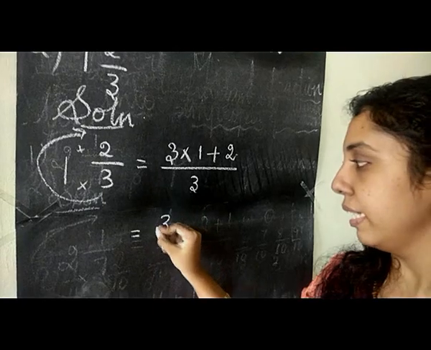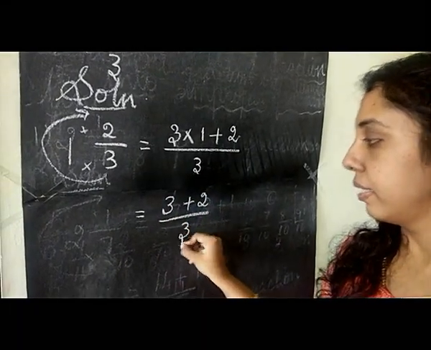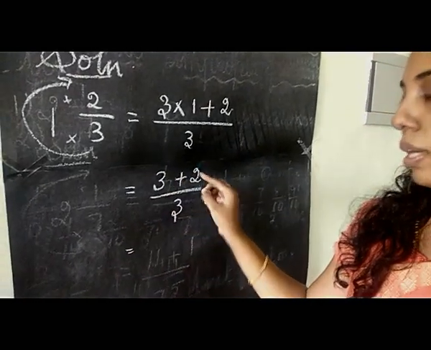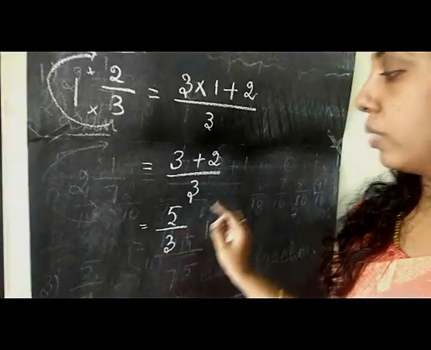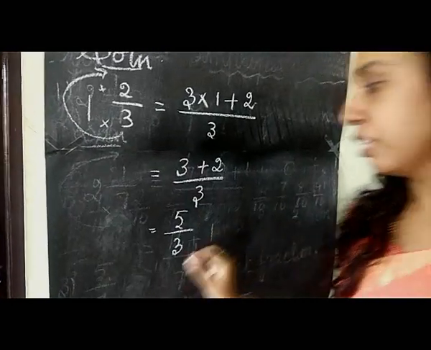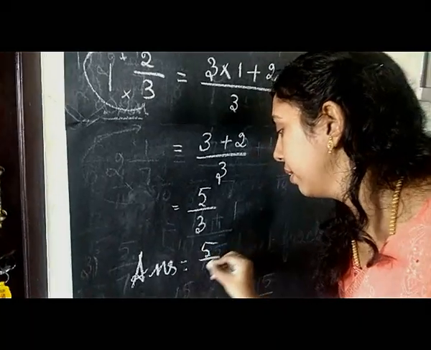1 3 is 3 plus 2 divided by 3. Add these two. 3 plus 2 is 5 by 3. So it is improper fraction. Why? Because the numerator is greater than the denominator. It's your answer, 5 by 3.